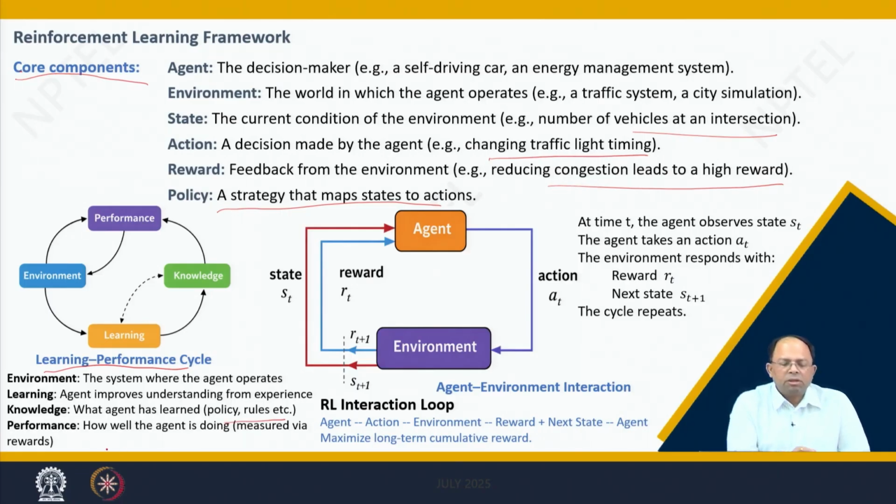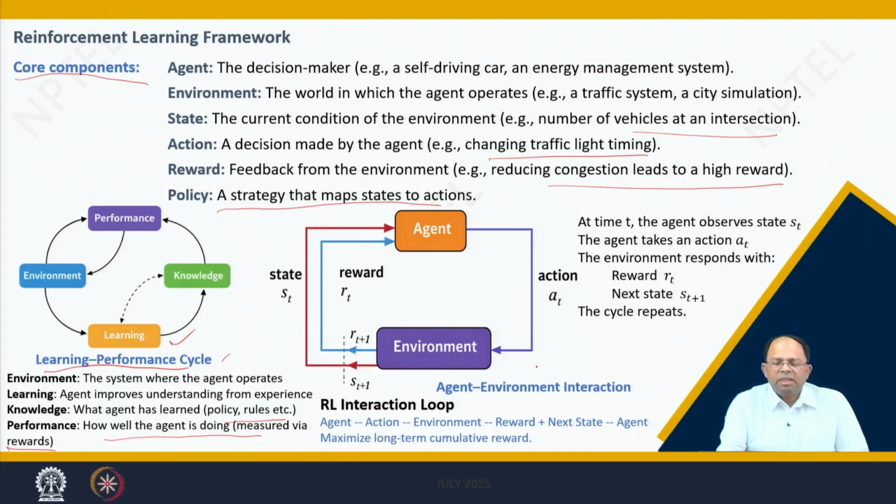And then this is also linked with performance. How well the agent is doing, measured via rewards. So if an agent is getting more rewards, that means it is performing well. So this performance and environment is also recursively connected. So this is the learning performance cycle. That means more knowledge leads to more performance, and eventually it is affecting the environment, right? And depending on the environment also, a particular decision is taken. So performance depends on both knowledge as well as the environment. And from knowledge and environment, again the learning or this policy that we are trying to learn would come up.